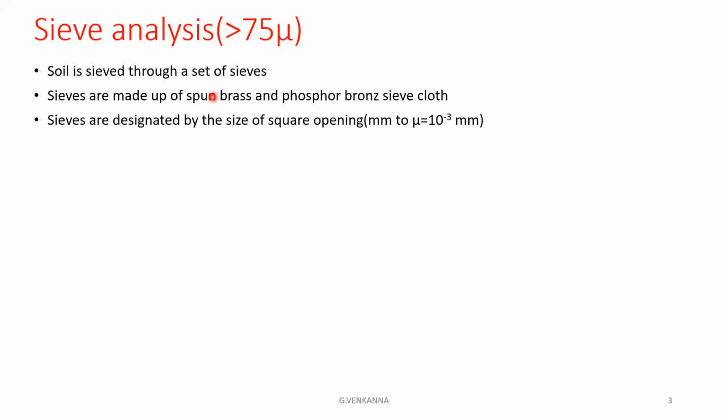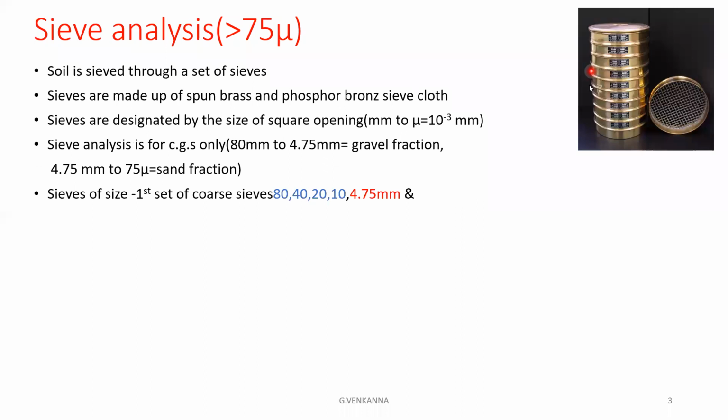Generally sieve analysis is done only if the particles are more than 75 micron. The soil is sieved through a set of sieves. Sieves are made up of spun brass or phosphor bronze or sieve cloth. Sieves are generally designated by the size of the square opening. These are the sieves, made up of brass or sometimes cast iron. In these sieves we have square openings. How big the square opening is determines the designation of the sieve.